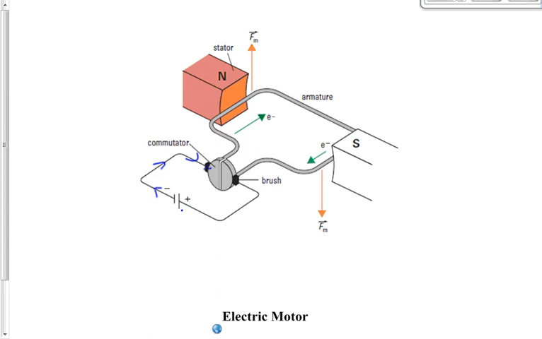As they're in contact with each other, the electrons will flow through the brush. They're going to flow through this commutator, and then they're going to flow into this thing right here that we call the armature.